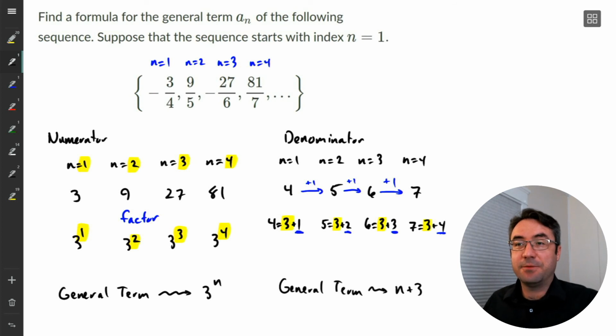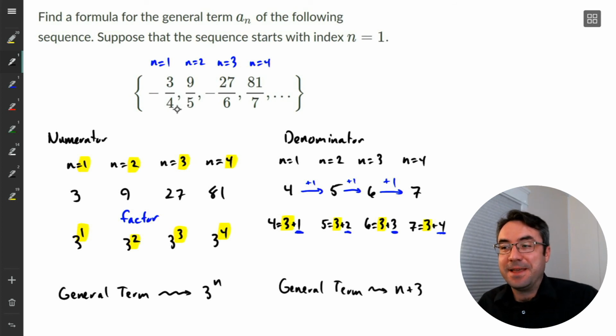All right, and that really takes care of everything. We went through this with some detail here because these can get a little tricky. Identifying these patterns can be a little tricky, so we're just developing some strategies here.